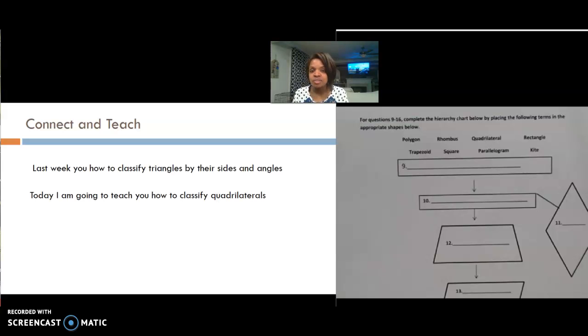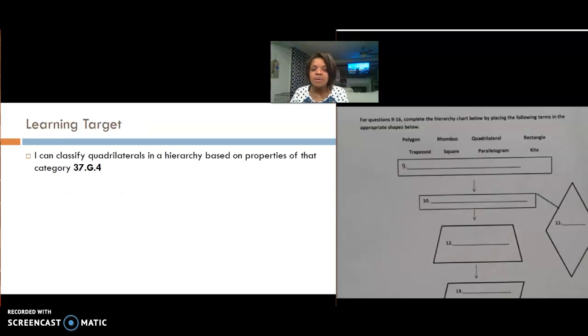So as you know, quadrilaterals are four-sided shapes, right? So we're going to be doing a hierarchy. So our learning target is I can classify quadrilaterals in a hierarchy based on properties of that category. So a hierarchy is basically just a way of grouping anything in a category where we put one thing up and then other things fall beneath it based on their attributes or what they offer.